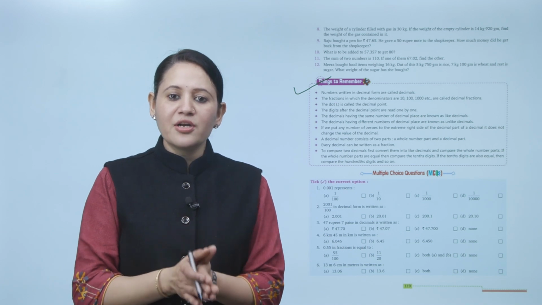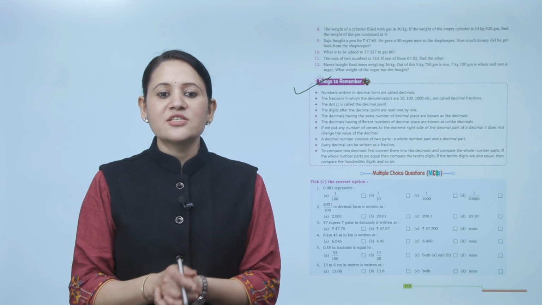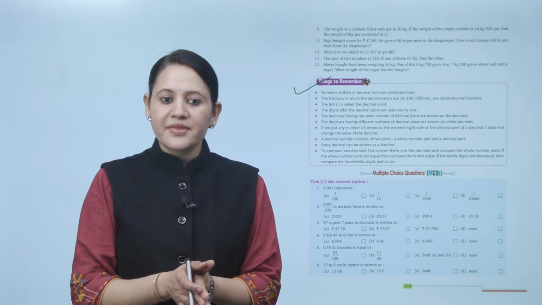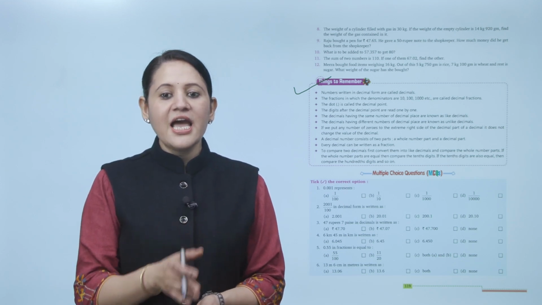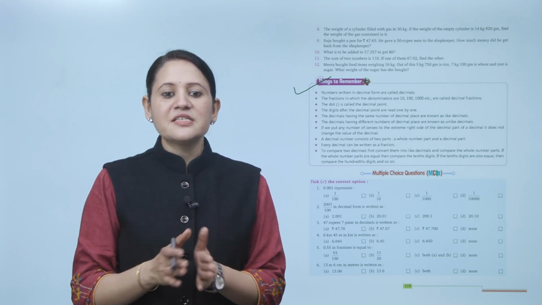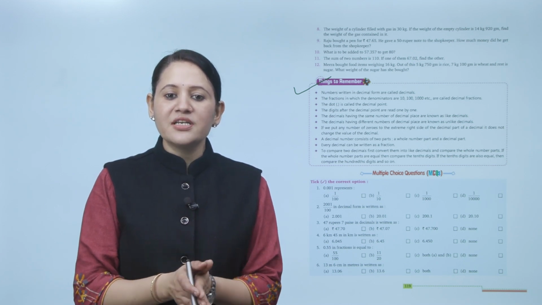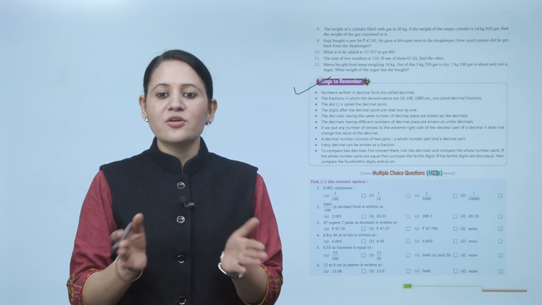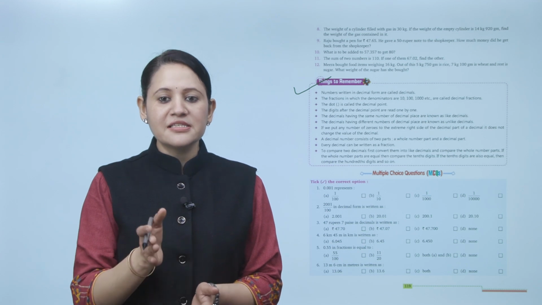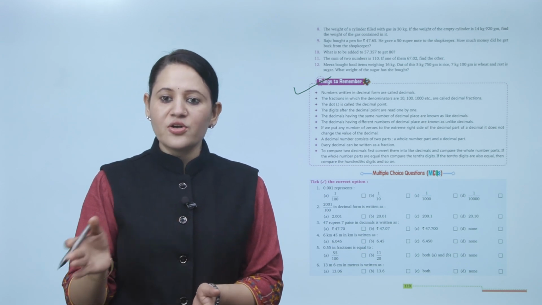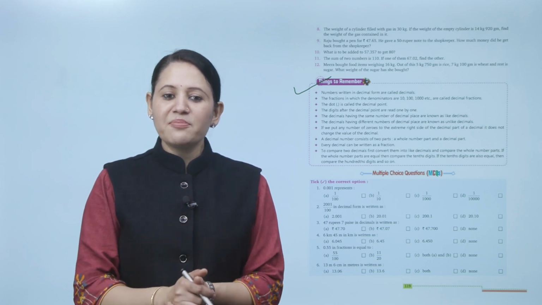If we put any number of zeros at the extreme right of the decimal part of a decimal, it does not change the value of the decimal. A decimal number consists of two parts: one is the whole number part and the other is the decimal part. Every decimal can be written as a fraction. To compare two decimals, first convert them into like decimals and compare the whole number parts. If the whole number parts are equal, then compare the tenths digit. If the tenths digits are also equal, then compare the hundredths digits and so on. Clear?